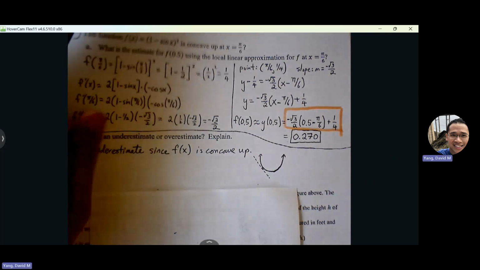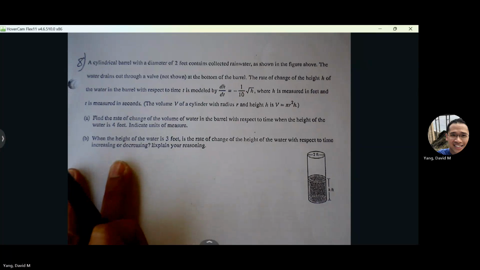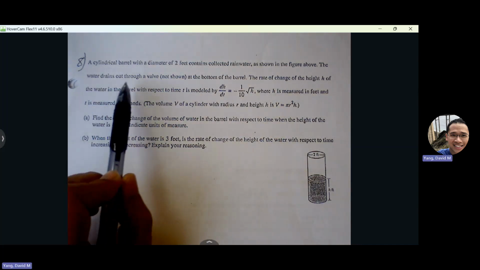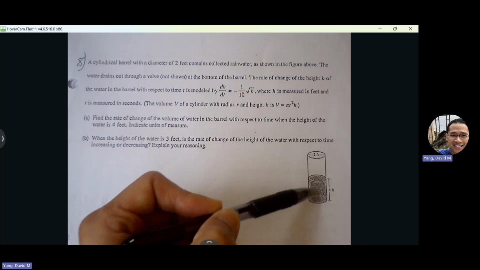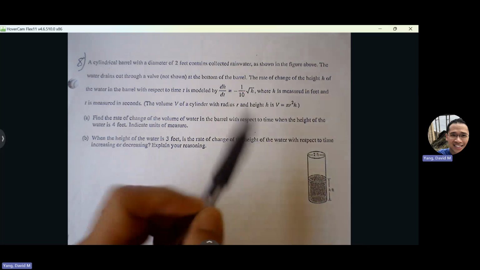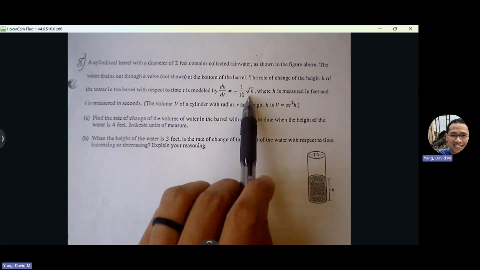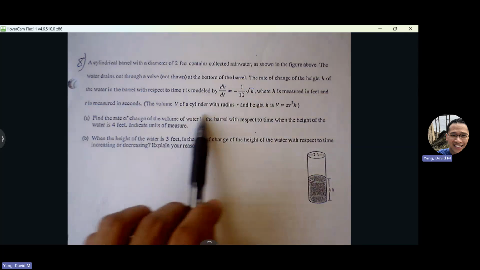Okay, let's do a cylinder problem together here. A cylindrical barrel with a diameter of 2 feet contains our collected rainwater. Rain drains out of the valve at the bottom of the barrel. So here, the water is going to be decreasing. The rate of height is modeled by dH/dt equals negative 1/10 root h. So the height is decreasing as time passes.